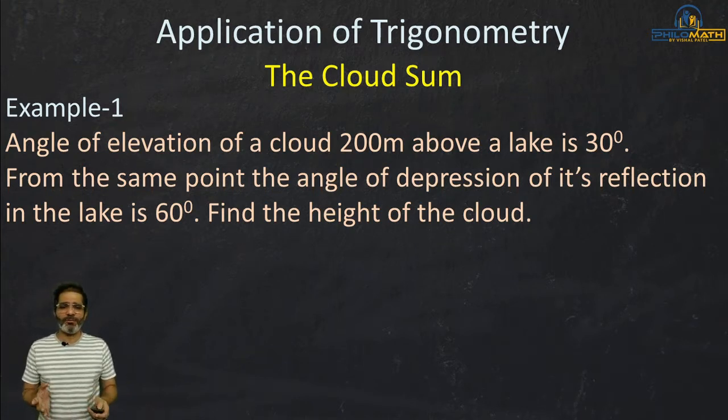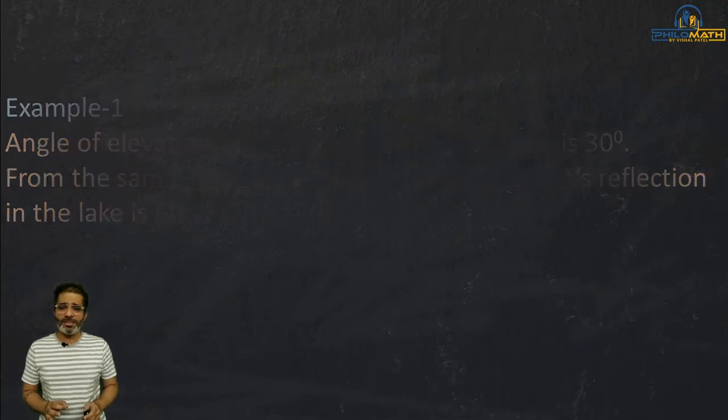The angle of elevation of a cloud 200 meters above a lake is 30 degrees. From the same point, the angle of depression of its reflection in the lake is 60 degrees. You have to find the height of the cloud. Students, the most important thing for any sum based on application of trigonometry is the figure. So let us draw the figure step by step.